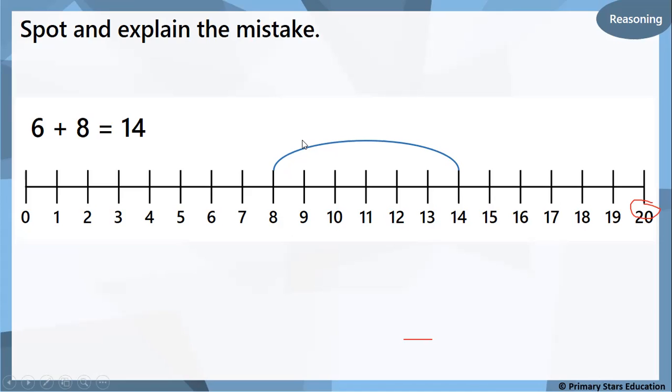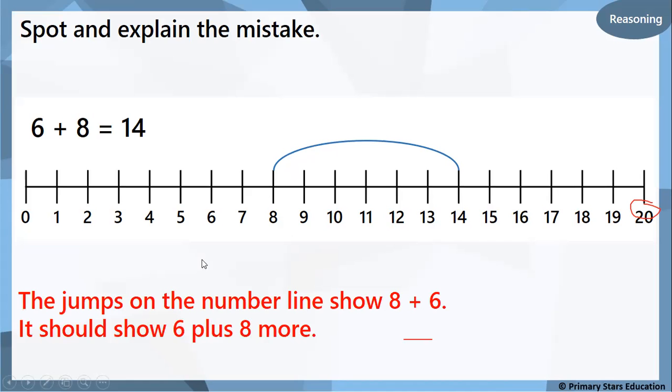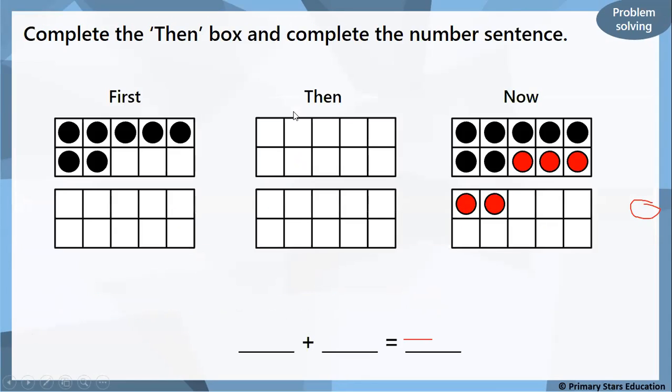But uh-oh, what have they done? What have they done? Poppy? They started at 8. They've started at the number 8, haven't they? So that would be their mistake. It shows 8 add 6 instead of 6 plus 8. Okay, so we always need to make sure that we're starting in the right place. Okay. Switching around. Right.